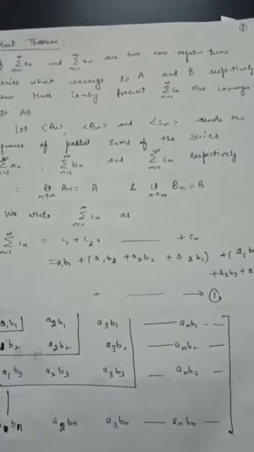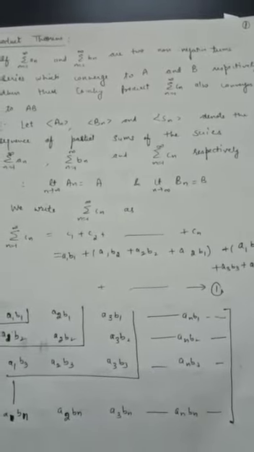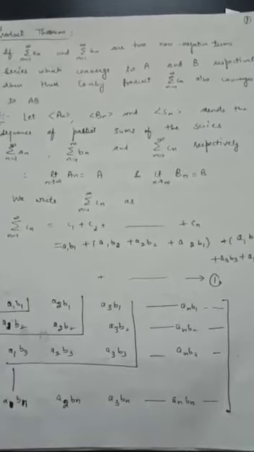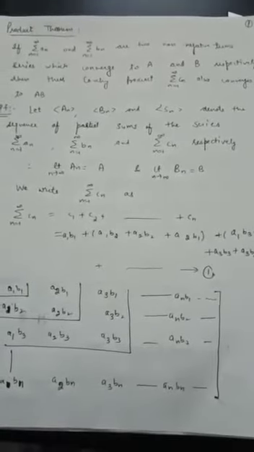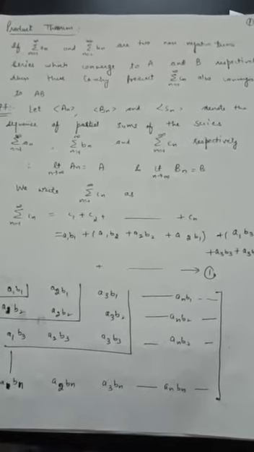If summation an and summation bn are two non-negative term series, that means positive and maybe 0, which converge to a and b respectively, then show that their Cauchy product summation cn also converges to a into b.